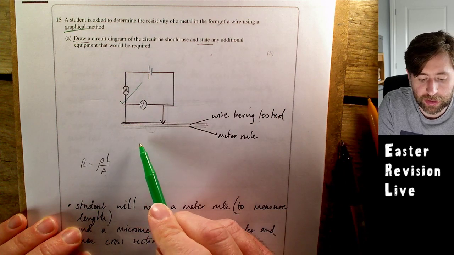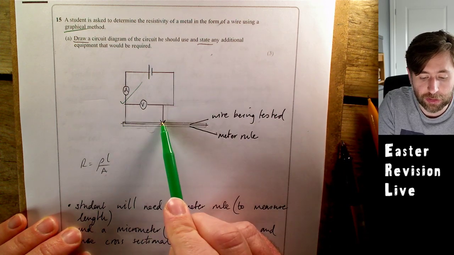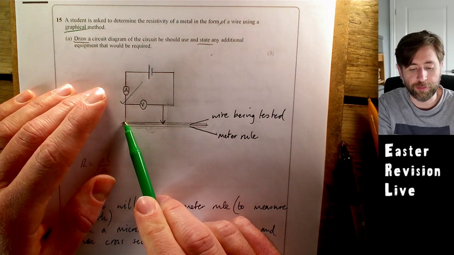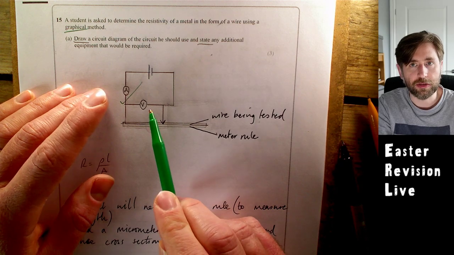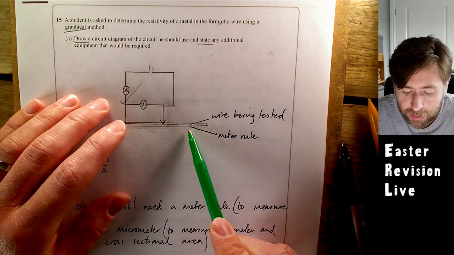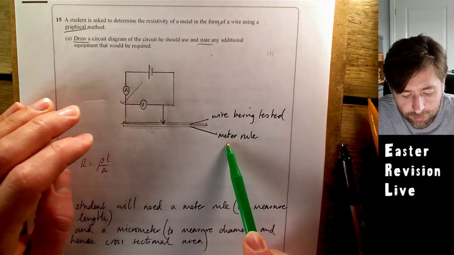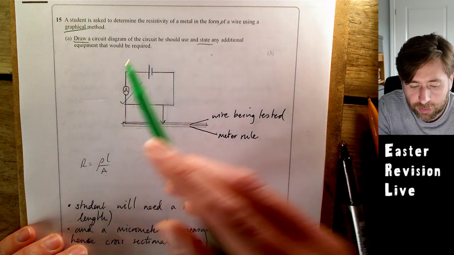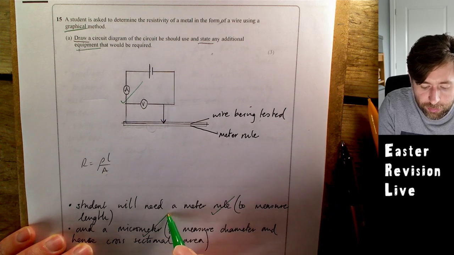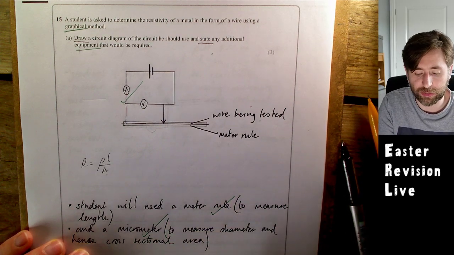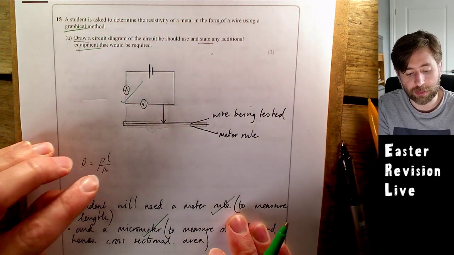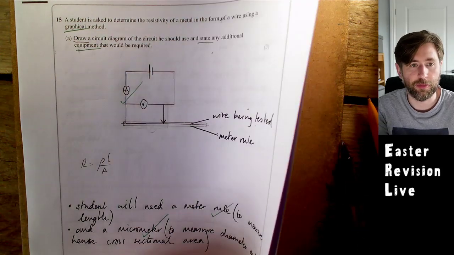Now with the wire being used, you could have had an ohmmeter connected in parallel with the wire being used, but if you did that, you do not need a power supply, so don't put one in. And then I've just labelled it, there's a wire being used mounted on a meter ruler. So what other equipment will they need though? Is the rest of this mark. They need a meter rule and they need a micrometer. Now you didn't need to say any of these things because they come in the next bit, but why do you need a meter rule? Because you need it to measure length. Why do you need a micrometer? Because you need it to measure diameter and then get your area. So that's what's coming in the next question.